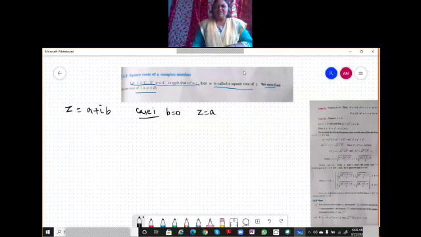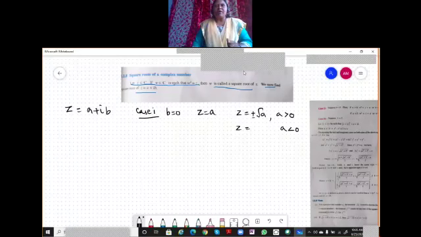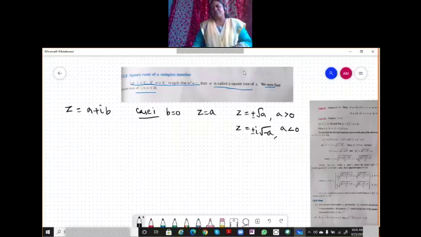And if a is positive, we simply write it as root z is equal to plus or minus root a. If a is negative, that means we get, say, z is equal to minus 4. If z is equal to minus 4, what is root z? It's nothing but root minus 4. Then we get an imaginary value. So how do we write it? i into root minus a. Okay, this is the first case. And what will be the second case? The second case is b is not equal to 0.